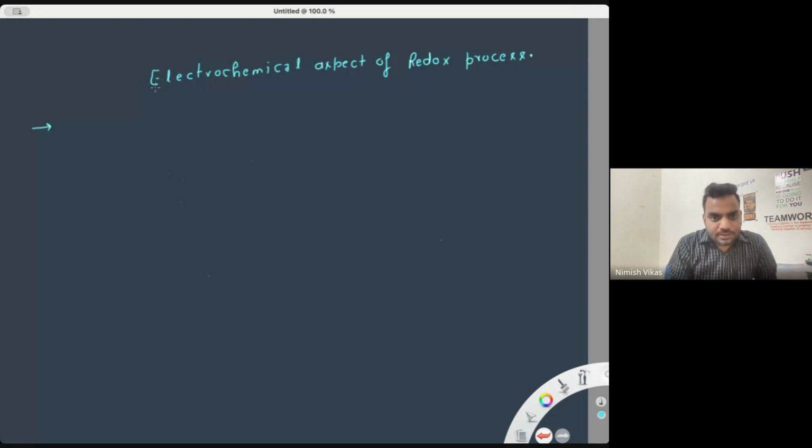Okay. So in class 12, you will have one complete chapter on this. What we will be covering in the redox chapter in class 11 will be a very brief introduction to electrochemistry. Electrochemistry is a separate chapter in class 12.